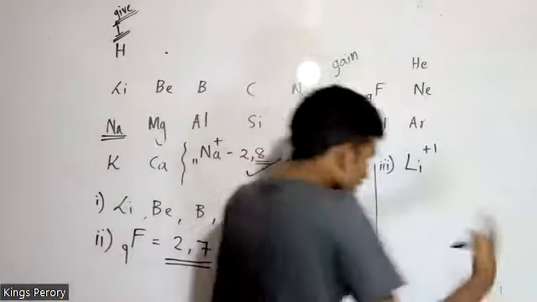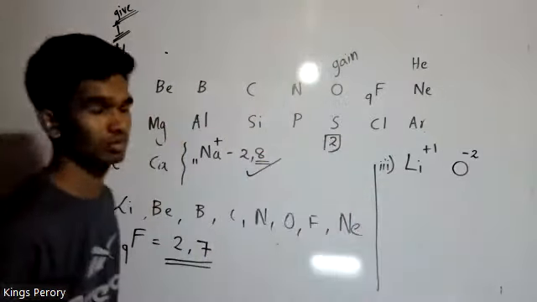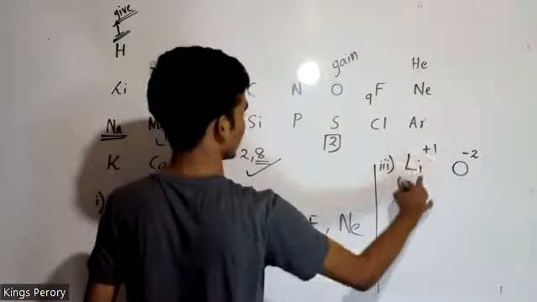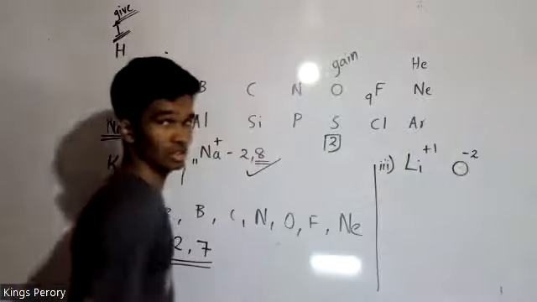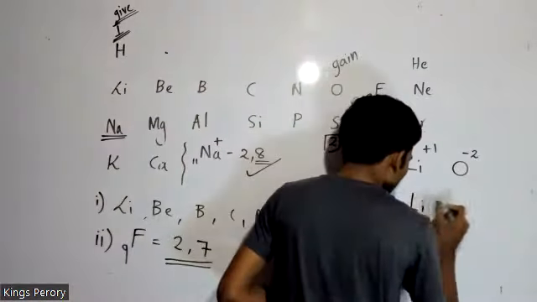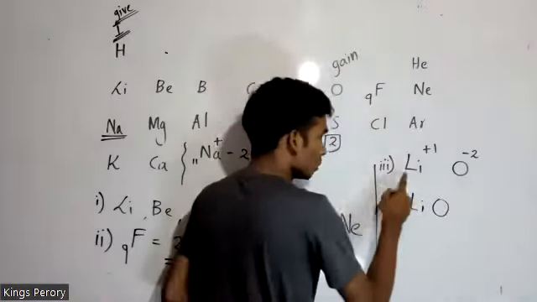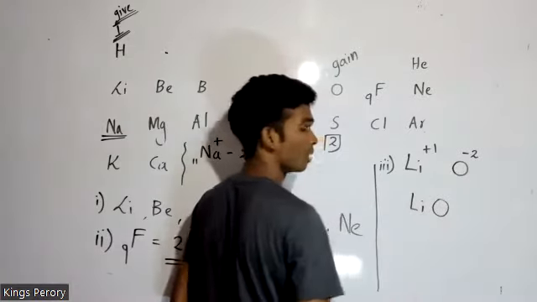If oxygen gains 2 electrons, oxygen will form a 2- charge. Lithium releases an electron and forms a +1 charge. Oxygen gains 2 electrons and forms a 2- charge. Now what? They can form a compound. A positively charged ion and a negatively charged ion can form a compound.